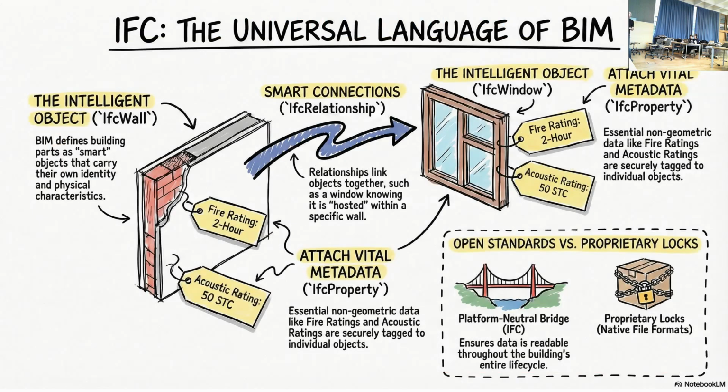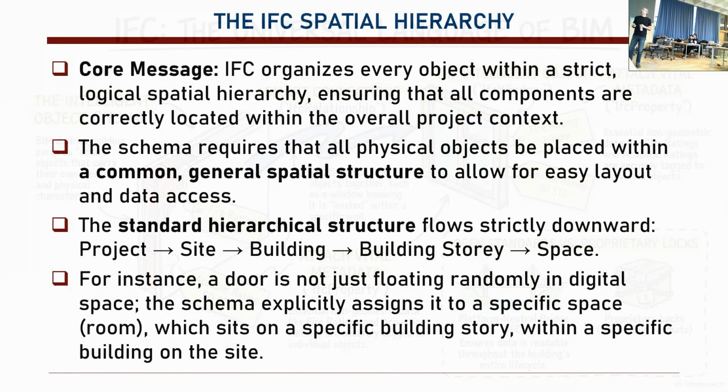Okay, so we have objects, we have relationships, like the wall can host the window, and we have attributes, properties. And in IFC it is possible. So basically we organize it in a logical spatial hierarchy. Okay? So basically all physical objects are within a common general spatial structure, which is project, as I mentioned, site, building, building story, space.